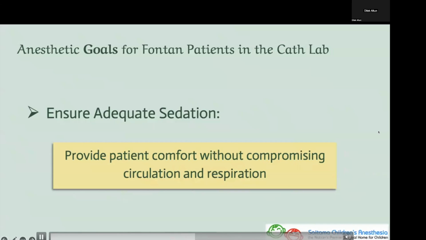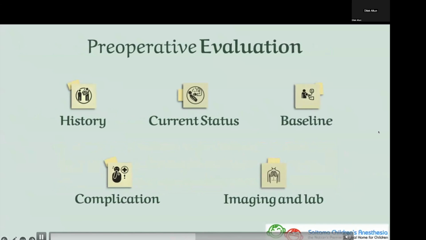As we discussed, this balance is especially critical in Fontan patients, as even small shifts in circulation or respiration can have significant consequences. Let's discuss the perioperative management of a Fontan patient in the Cath Lab. Before proceeding with any anesthesia, a thorough preoperative evaluation is critical to assess the patient's current status and potential risks.